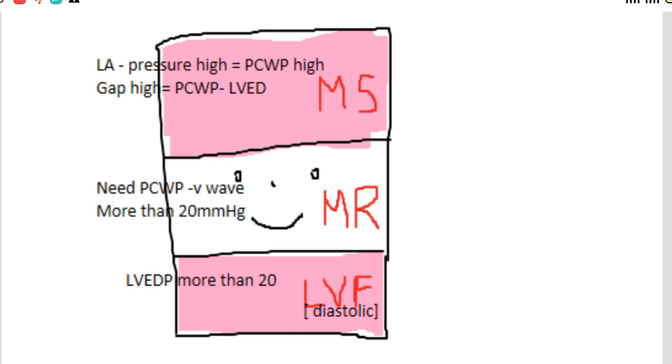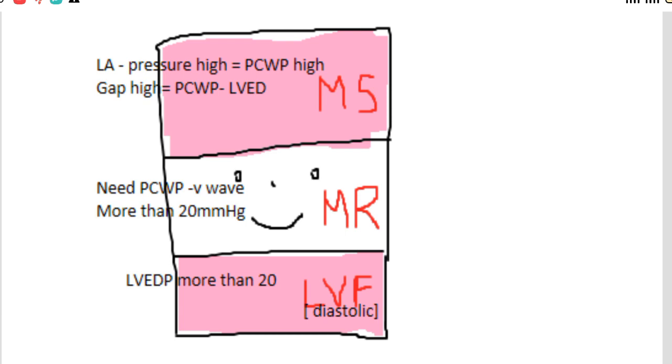And the next thing is mitral regurgitation. For mitral regurgitation, usually we need the PCWP V wave, and that value is more than 20. I told you that when we were discussing the 10, 10, 20 steps. And the next thing, we already discussed during the 20 step, 10, 10, 20. Here the 20.